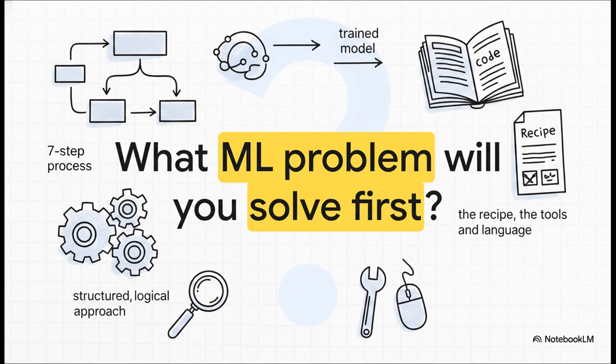So we've traveled all the way from abstract definitions down to a concrete 7-step process. As you've seen, machine learning really isn't magic. It is just a highly structured, super-logical approach to solving complex problems using past experience. So, now that you know the recipe, you've got the tools, and you understand the language, what machine learning problem are you going to solve first?